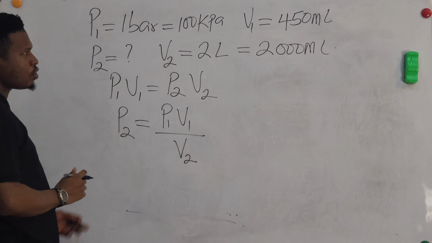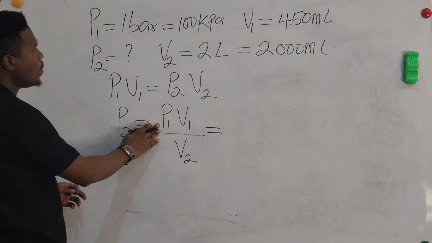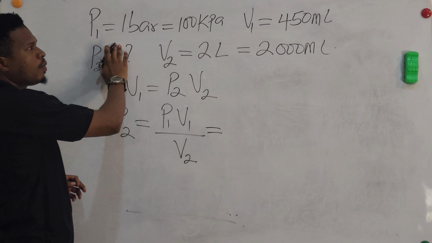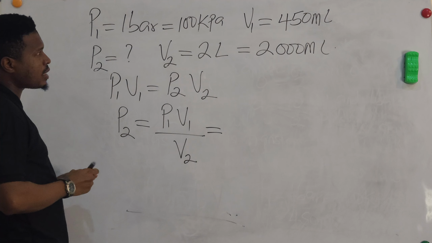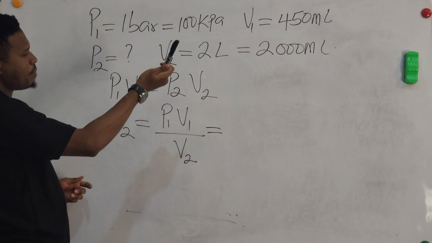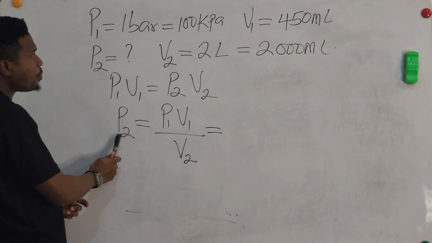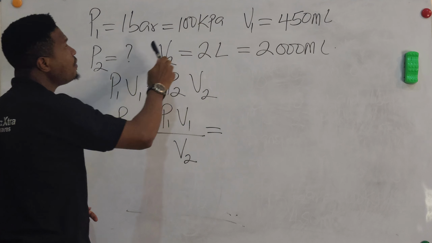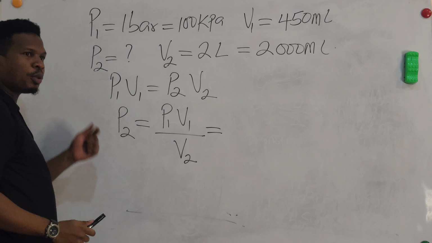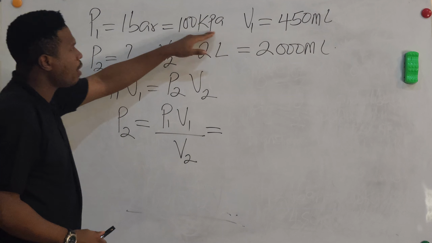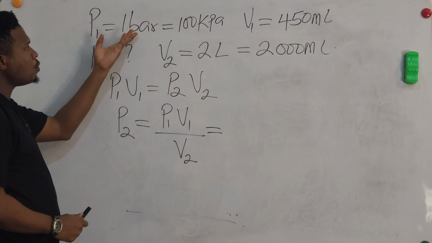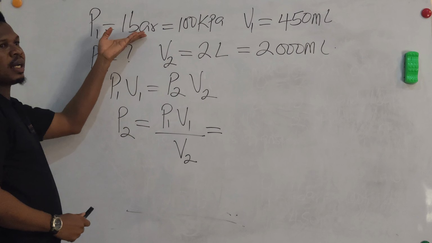So the next thing is to substitute. How do you substitute? P1 is 1 bar. Like I've told you, you can use either. If it's a multiple choice and the options are in bar, since we're looking for P2, then we're going to make use of 1 bar. But if the options are in kilopascal, we make use of kilopascal. If it's in pascal, we can also make use of pascal. So let's assume that we are looking for P2 in bar.